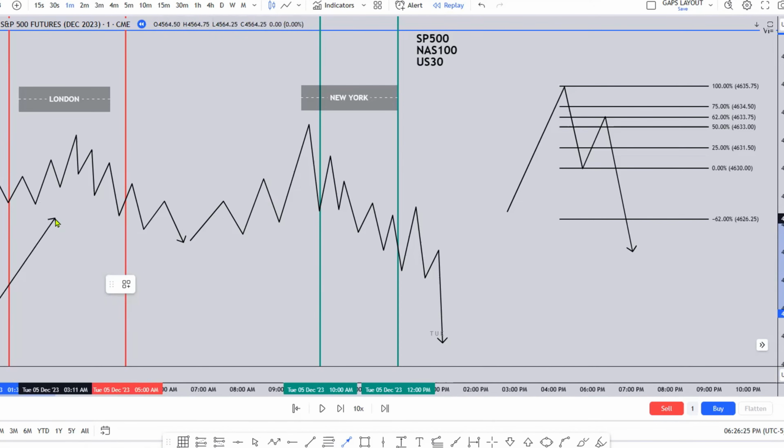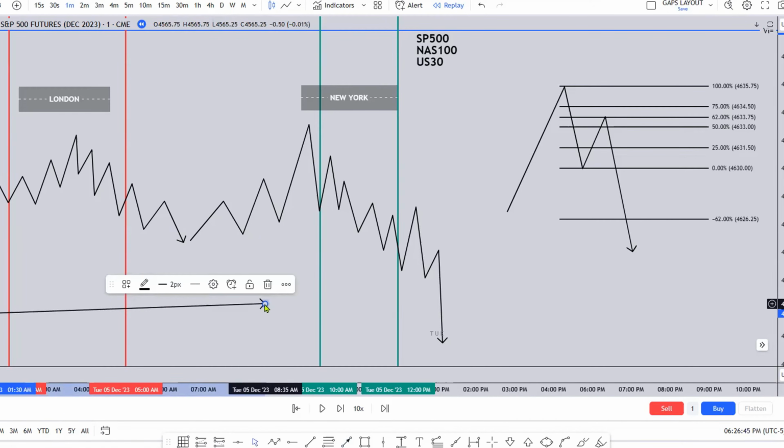Now, conversely, if London is bullish, then we'll get a retracement down. Then we'll get a fake out down, get a movement up, retracement down, and then continue higher for buy side liquidity.